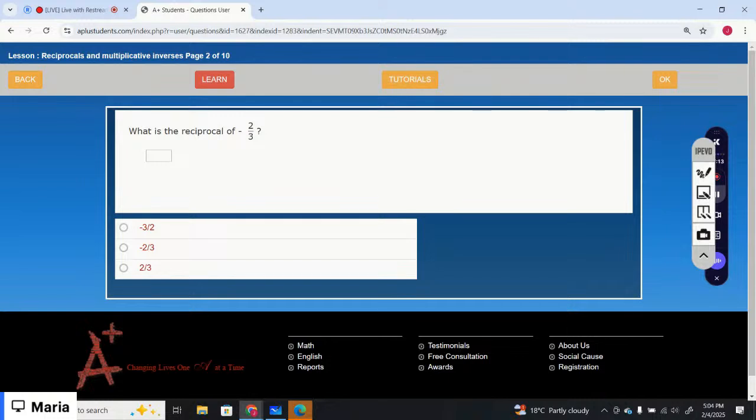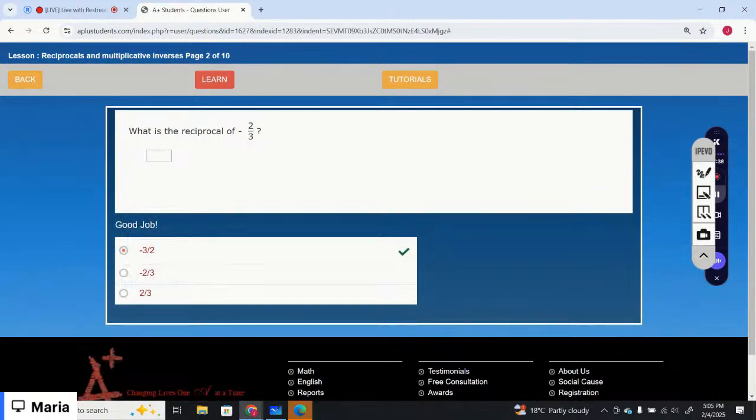What is the reciprocal of negative 2 by 3? That is negative 3 by 2. Option number 1 is the correct option. The negative sign would be the same. You just have to switch the numerator and denominator.